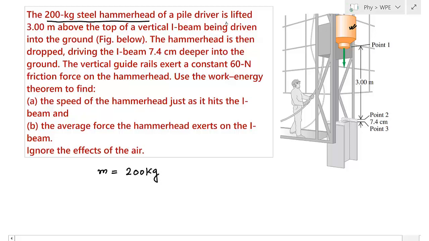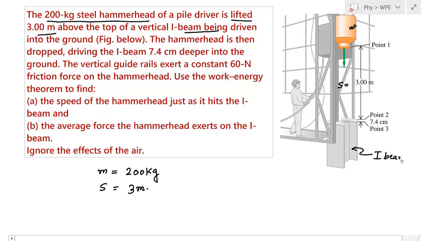Of a pile driver is lifted by 3 meter height. So the height by which it has been lifted is given. Let's call this height S. So this has been lifted by height S equals 3 meter above the top of a vertical I-beam being driven into the ground. So this is an I-beam.